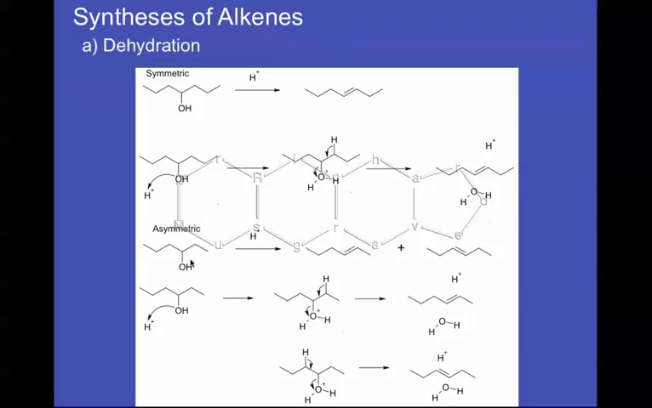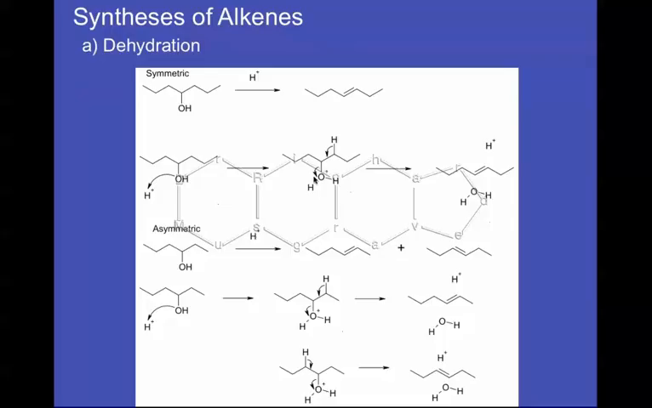If it's an asymmetric alcohol, we can get two double bond products in this instance. One from the double bond forming here, one from the double bond forming here. Fairly easy pattern to see. Just take off the OH and draw a double bond out to any carbon that has a hydrogen on it. These are all expressed as E2 type mechanisms, concerted mechanisms where everything happens at the same time.